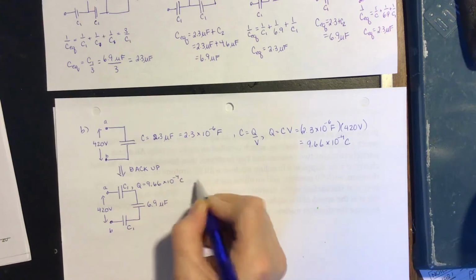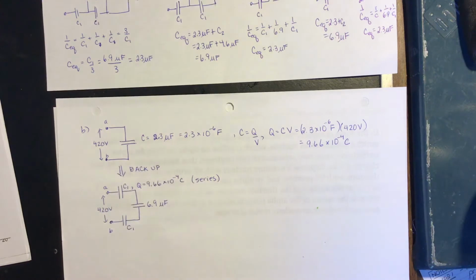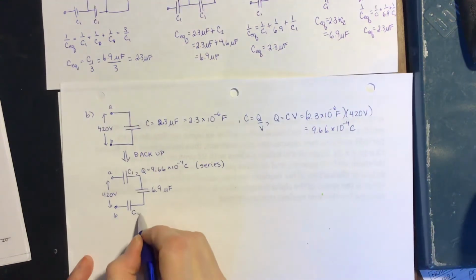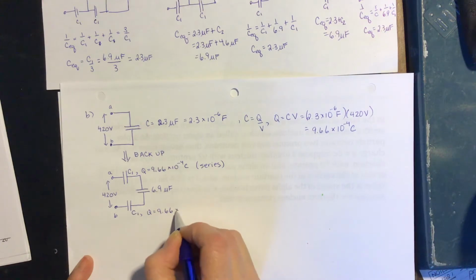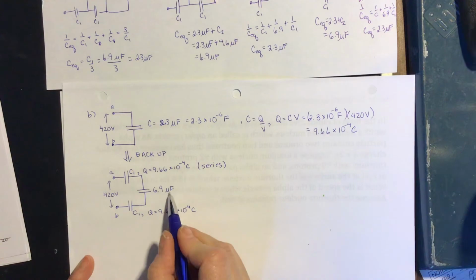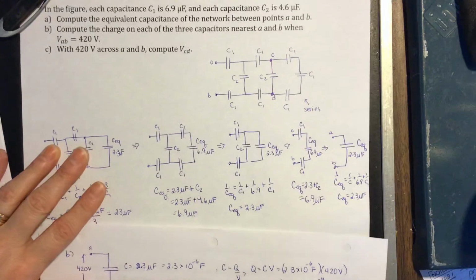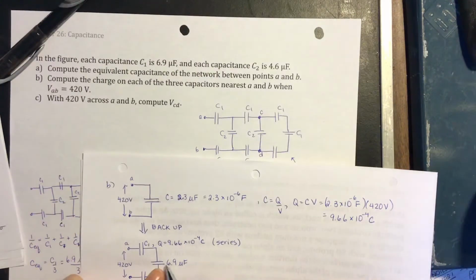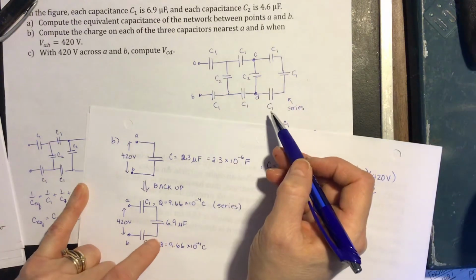We'll put in brackets, that's because it's a series connection with above. Likewise for down here, Q equals 9.66 times 10 to the minus 4 coulombs. And on this equivalent capacitor, remember this equivalent is not exactly what we wanted to find. We've got this guy, which is an equivalent that corresponds to all these. So this is an equivalent capacitor from all of these things.